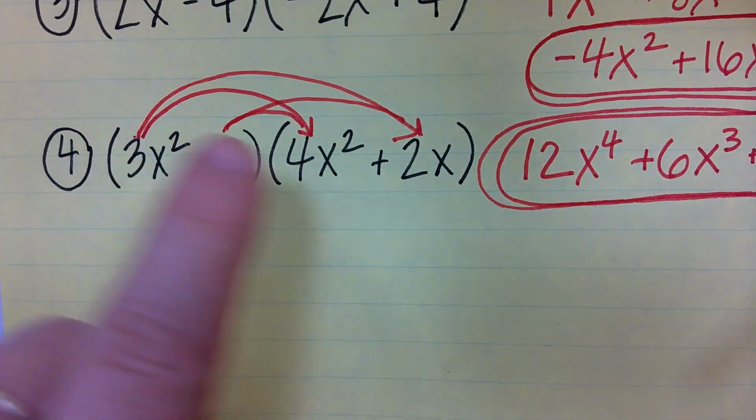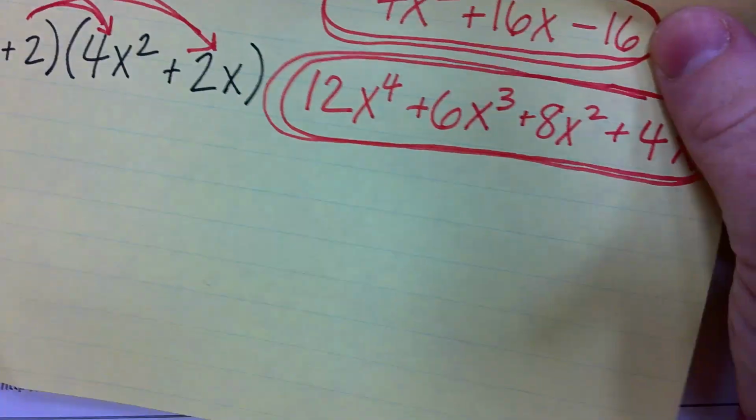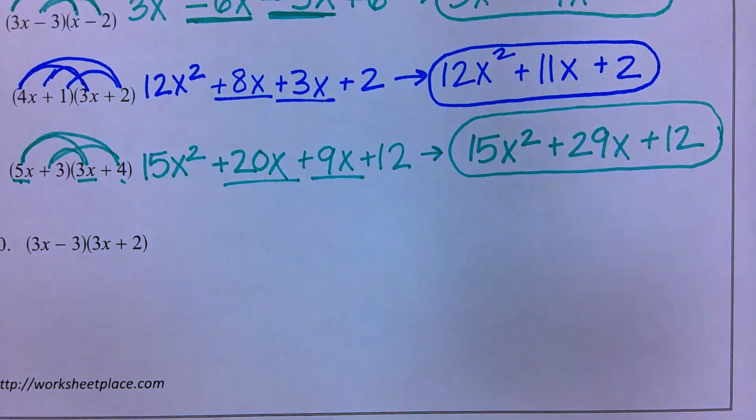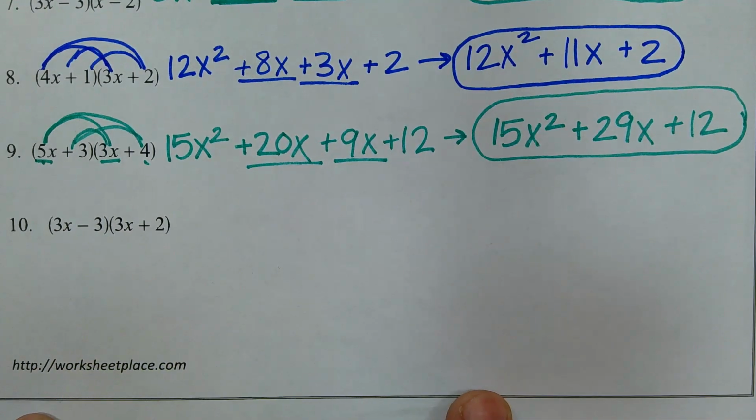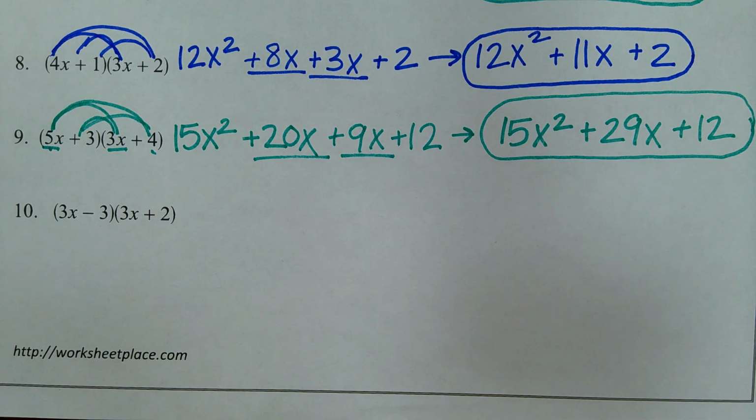We started with x squareds instead of x's. That's why we got such a different answer. All right. You ready for the last one? Yeah. Number 10. Let's see.